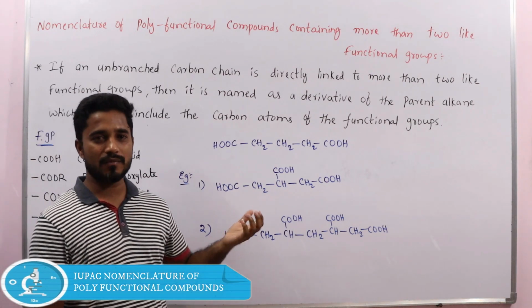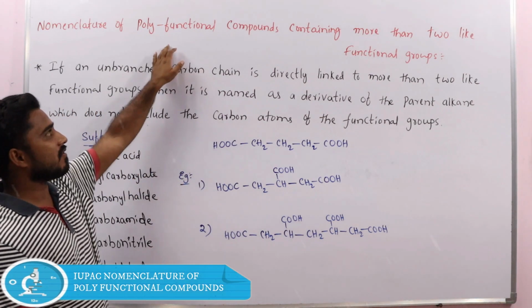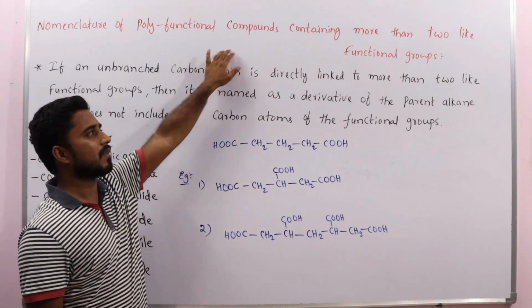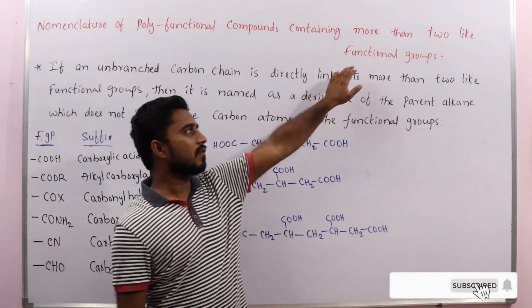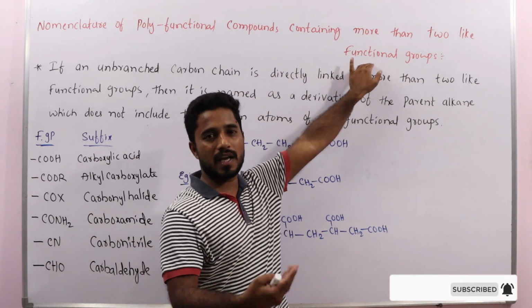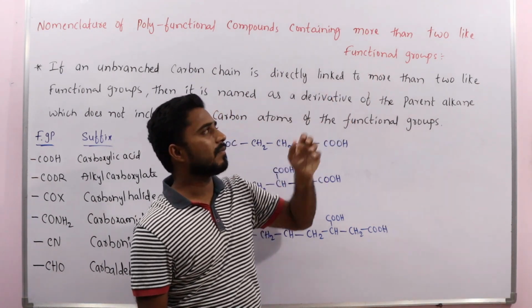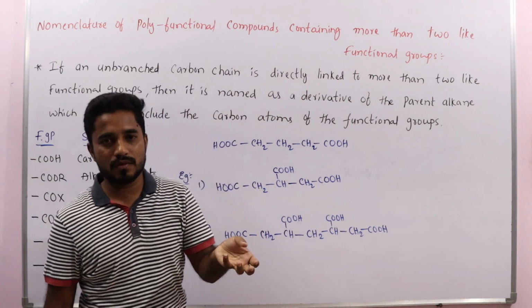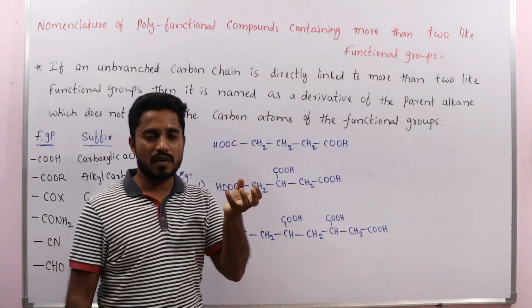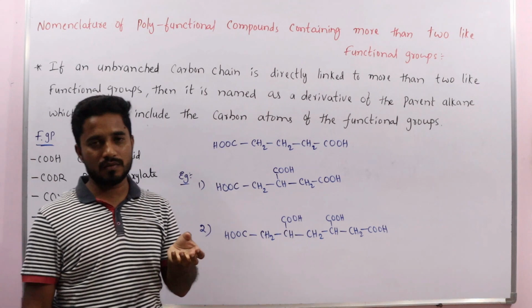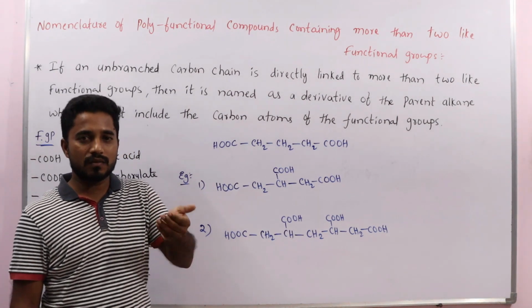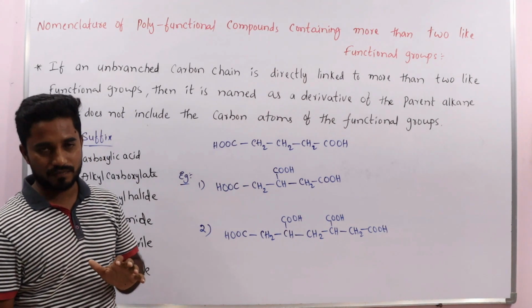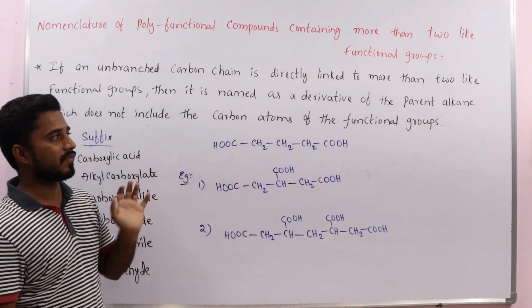Viewers, in this class, I am going to explain nomenclature of polyfunctional compounds containing more than two like functional groups. A like functional group means similar type of functional groups. That means when more than two COOH groups, more than two CN groups, more than two carbaldehyde CHO groups, more than two ester groups, like that when more than two functional groups are present, then we have to follow this.